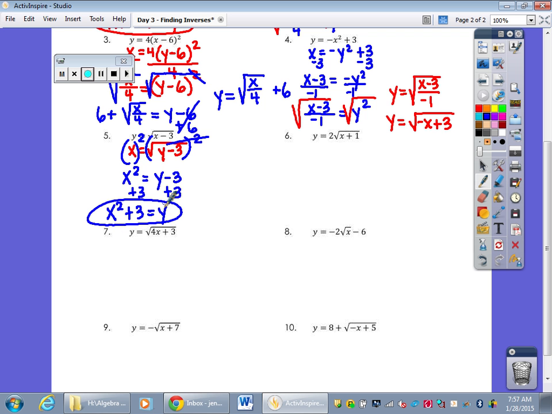So basically what we learned today is if it starts out with a square, your answer is going to have a square root. And if it starts out with a square root, your answer is going to have a square.